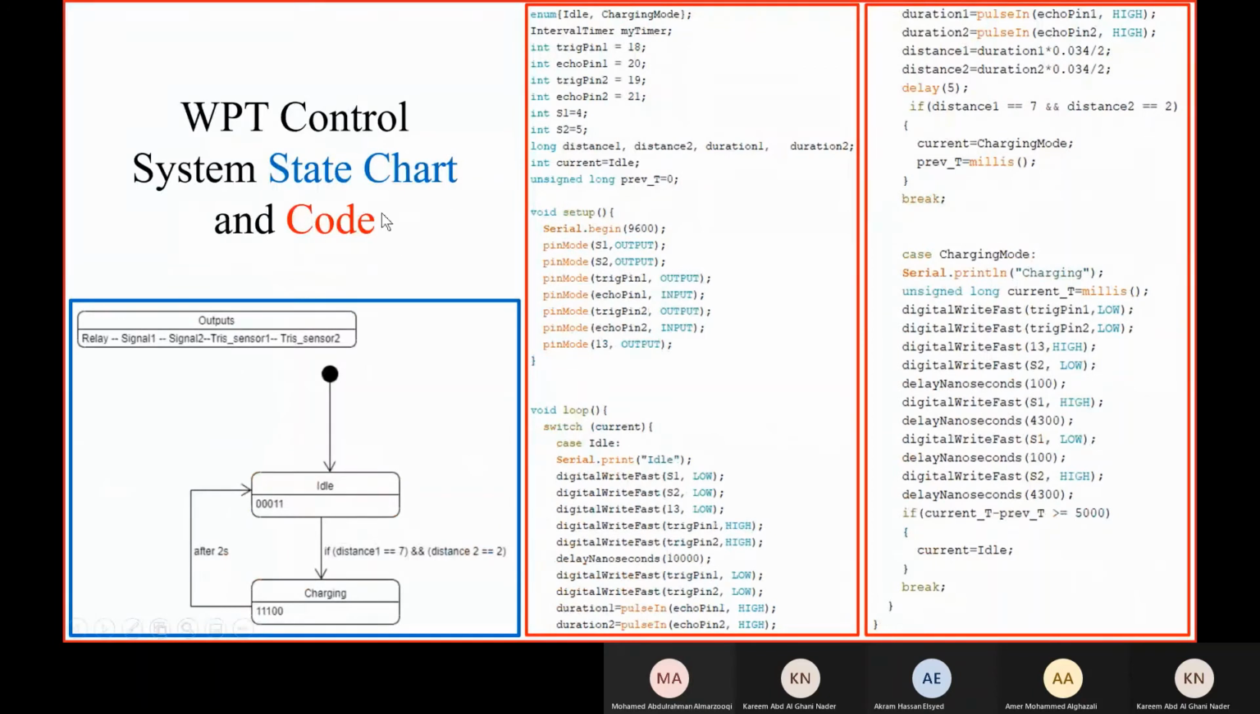And here is the state chart and the code for the control system. Basically, we have two states, an idle state and a charging state, and we will explain them in the next slide. And here's the code.